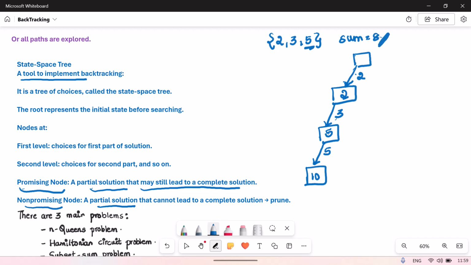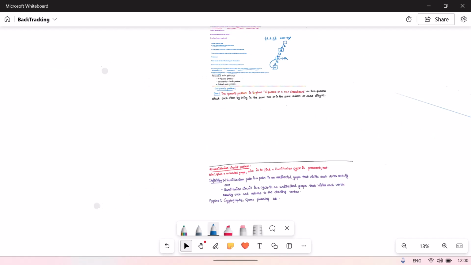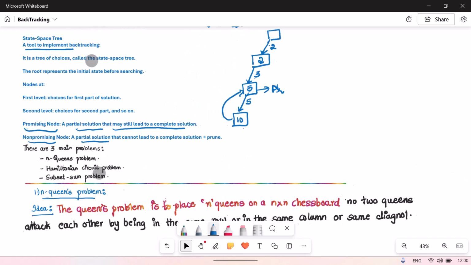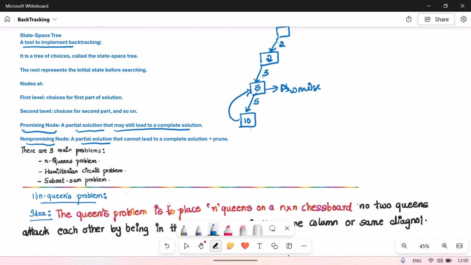I should have got the answer 8, but now I have got the answer 10, which is not the correct solution. So what do I have to do? I have to go back. So this might be a promising node because we are not sure, right? 5 is there, 5 is less than 8. So if I add another component, it might lead me to the correct solution. So this is called a promising node. Whereas when I got the answer 10, I know that 10 is not going to lead me to the correct solution. I wanted 8, I got 10. So 10 is not going to lead me to the solution 8, right? So this becomes a non-promising node.